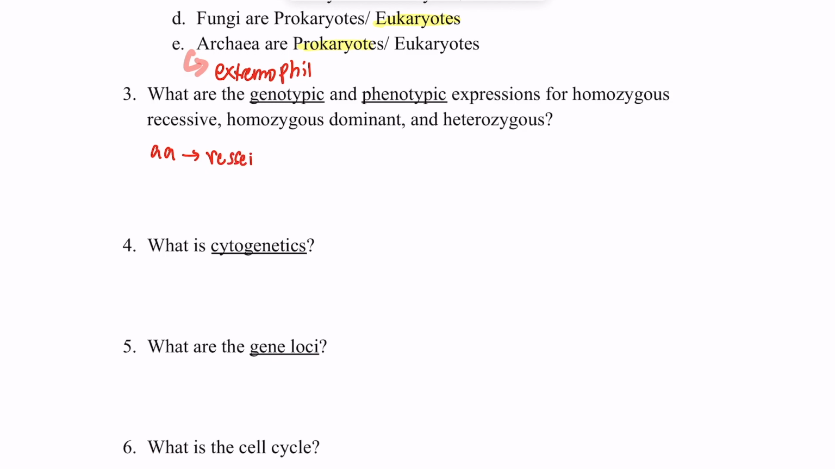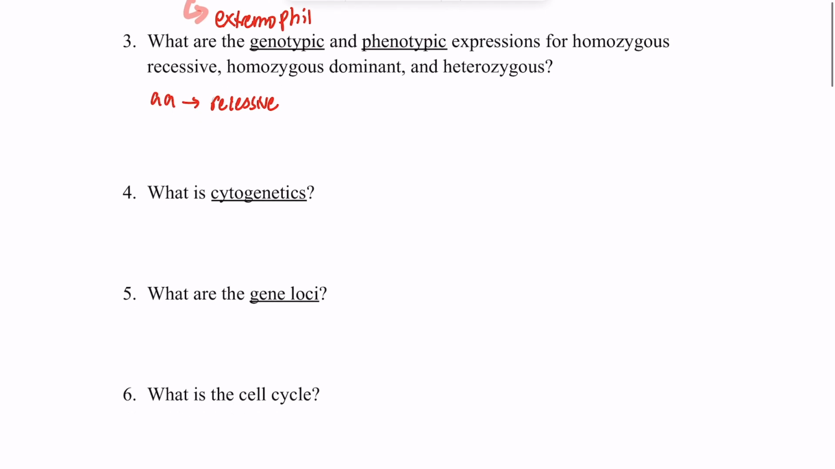I'm spelling this so wrong. Recessive. Okay, I probably spelled that wrong. I'm terrible at spelling, but you know what I mean. Okay, now homozygous dominant. This is going to be genotypically big A, and this is going to be the dominant trait.